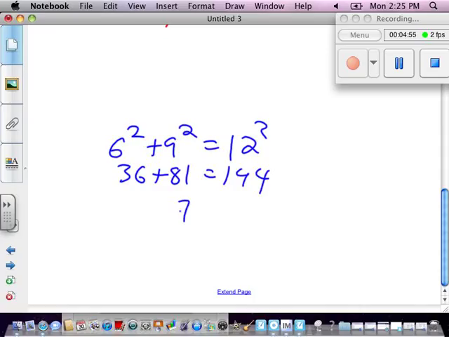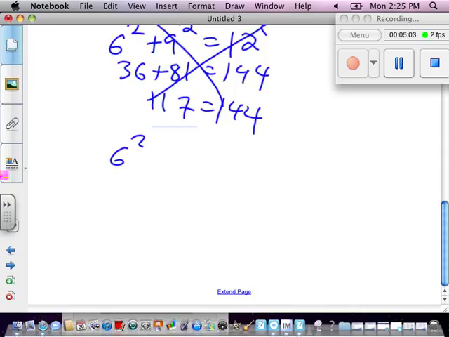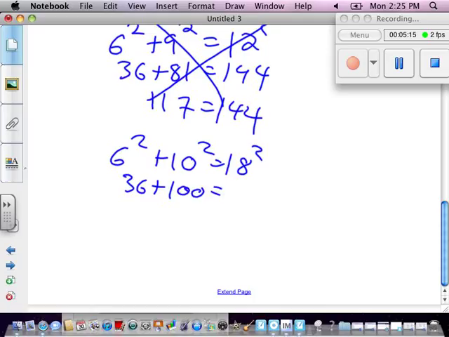Do these equal each other? I think no. 6 squared plus 10 squared equals 18 squared. So 36 plus 100 equals... 18 squared gives us 324. So 136 doesn't equal 324.